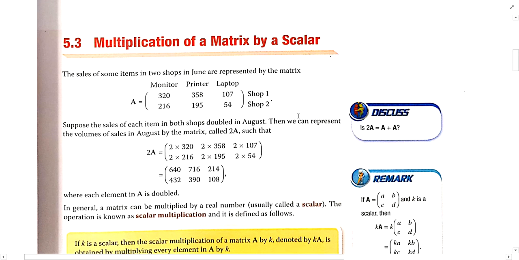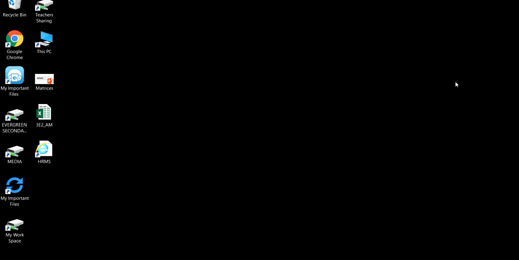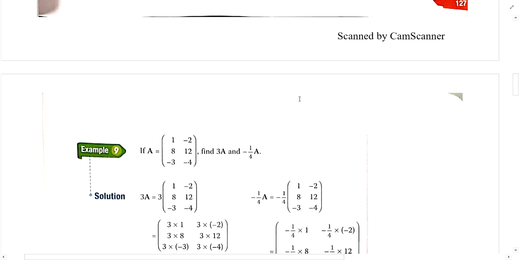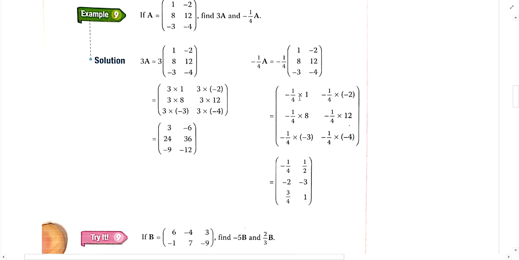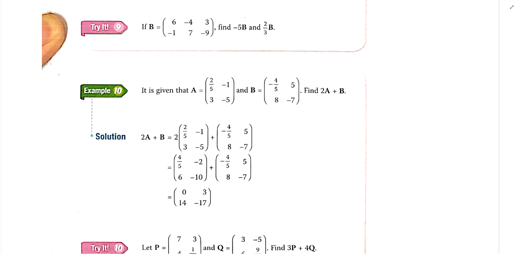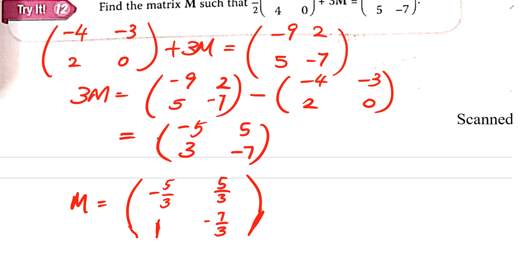Now we have a multiplication of a matrix by a scalar. So if K is a scalar, the scalar multiplication of matrix A by K is denoted by KA. K times A. We don't put the multiplication sign, we just put K and then A. We know it's scalar. Every element in A will be multiplied by K. So I want you to try 8, 9 right now. Okay, so these are the answers for try 12.